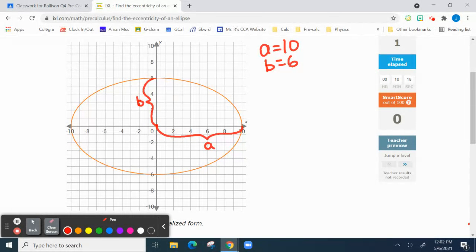But anyway, what we need to find is C. And C, if you remember, is the distance from the center to one of the focuses, foci. The neat thing that happens here is that this A distance also happens to be this distance right there. So that distance we already know, it equals 10. And B equals 6. We already know that.